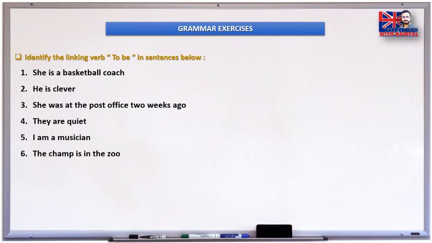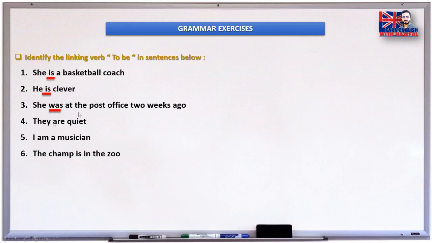First sentence, she is a basketball coach. Yes, the verb to be is. Good. He is clever. Yes, is. She was at the post office 2 weeks ago. Was. Great. Here was, the verb to be is conjugated in the simple past, and in these two sentences the verb to be is conjugated in the simple present tense. I'm going to do a lesson about the verb to be in the simple present and in the simple past later on.